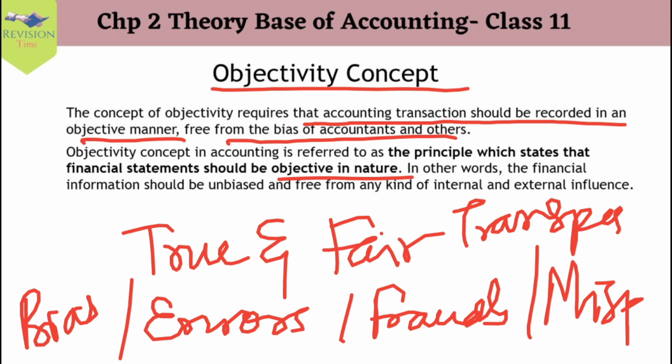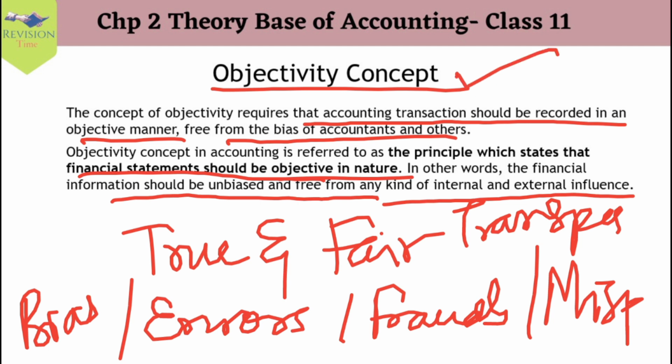The objectivity concept is referred to as a principle which states that financial statements should be objective in nature. In other words, the information should be unbiased and free from any kind of external and internal influence. It only means that the accounting information presented must be free from errors, fraud, misrepresentation, and correct information must be provided to the various users of accounting information.